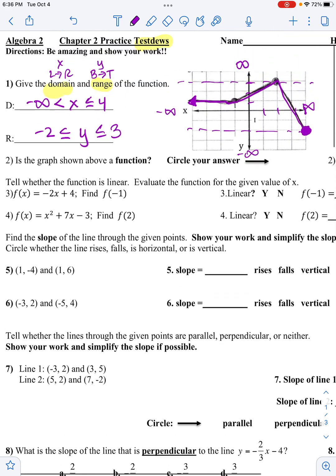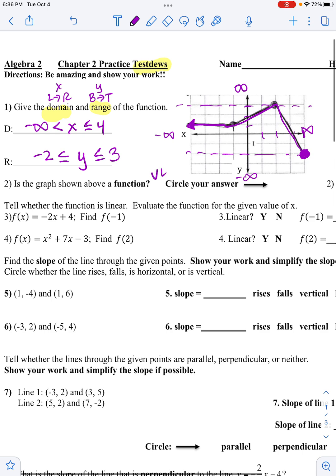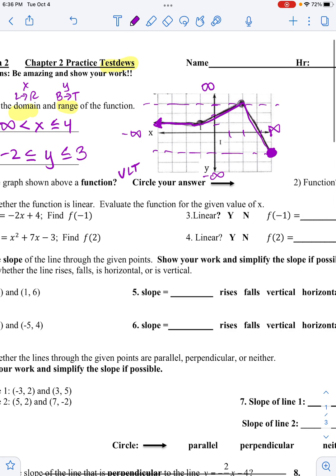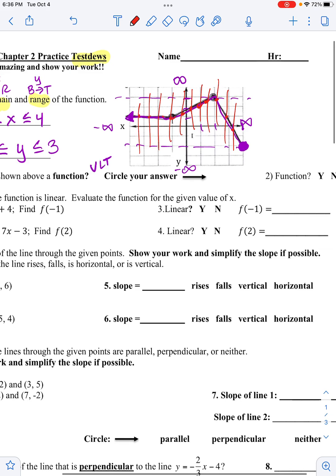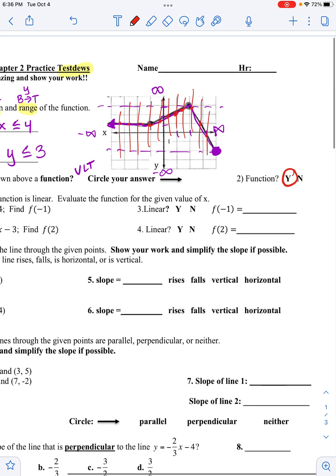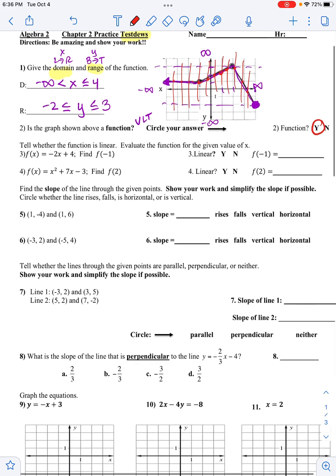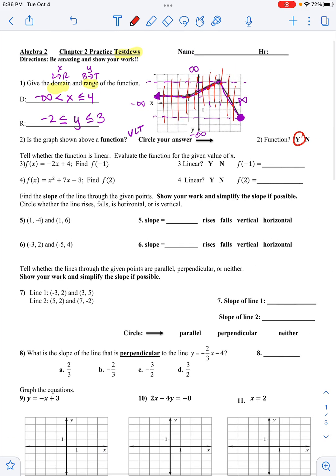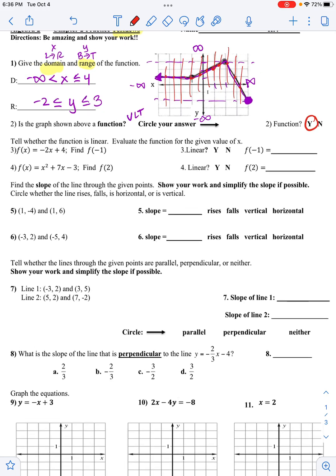Is the graph shown a function? Okay, that's going to require you to use the vertical line test. And if you buzzed through here with like a zillion billion infinite vertical lines, they only ever cross the graph in one spot. And so it passes the vertical line test. So it is a function. Make sure you watch for all those things on the quiz, like circle your answer, blah, blah, blah. You don't want to give away points by just skipping something.